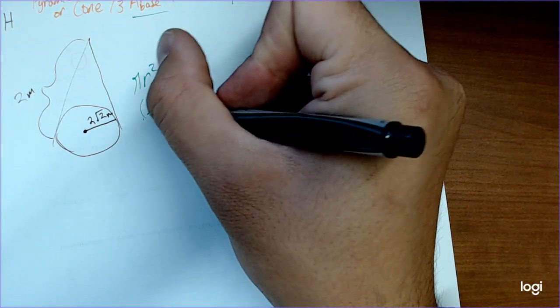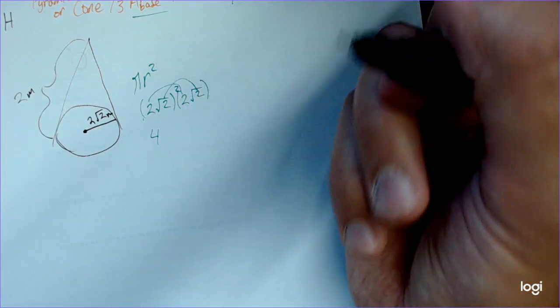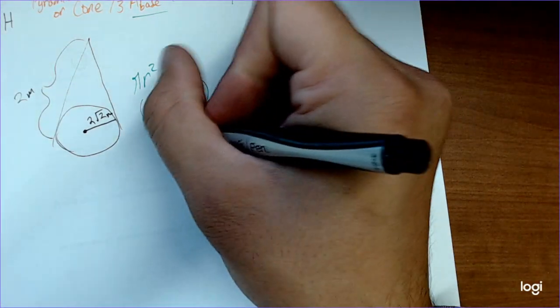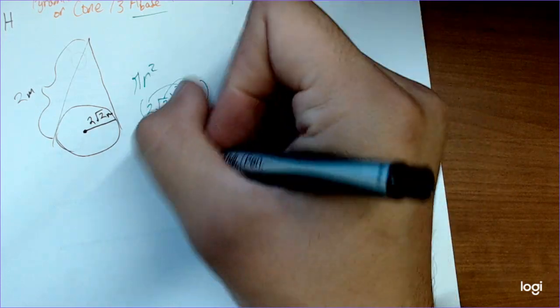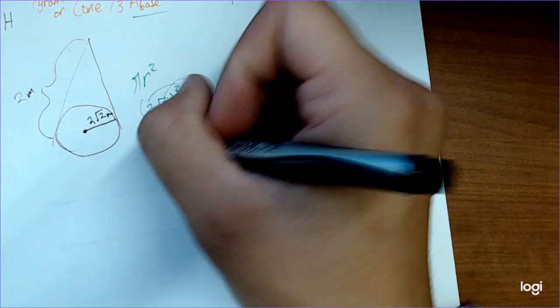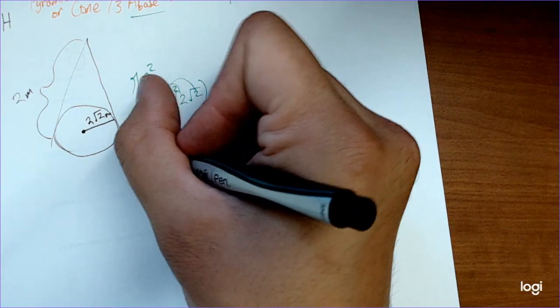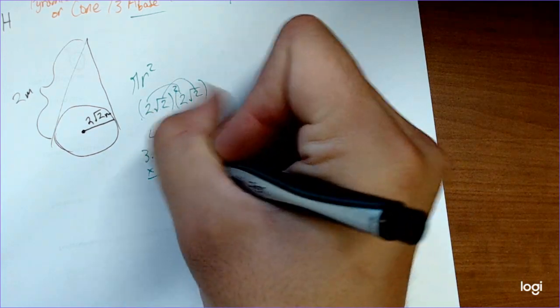I should remember. Okay, so the 2 times 2 gives me 4, and then square root of 2 times square root of 2. Well, that's a root times itself, so that's just going to be the number 2. Okay, so what I actually have is 4 times 2, which means that the radius squared is going to be 8. Okay, so now I have 8 times pi, so 3.14 times 8.